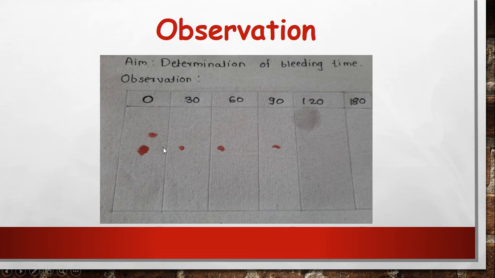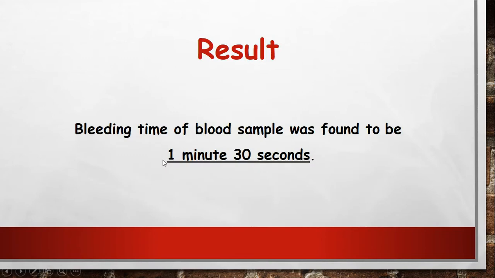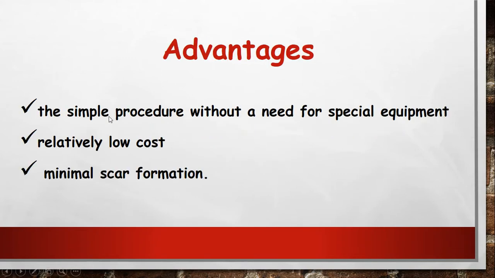Observation: now see the blots on 0 second, 30 second, 60 second and 90 second. Result: bleeding time of blood sample was found to be 1 minute and the 30 second. Advantages: the simple procedure without a need for special equipment, relatively low cost, minimal scar formation.